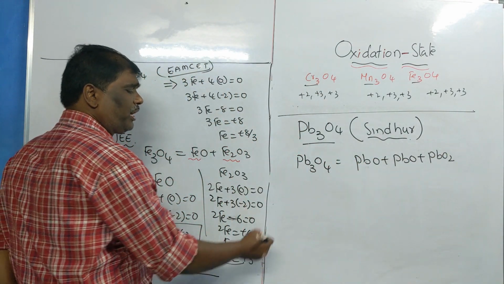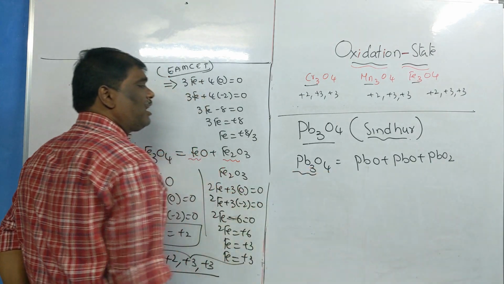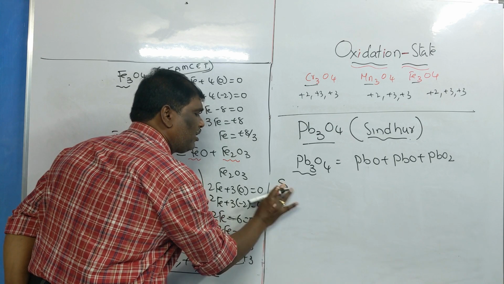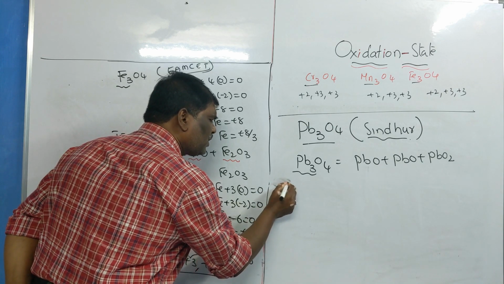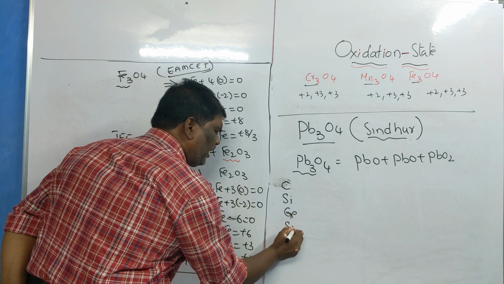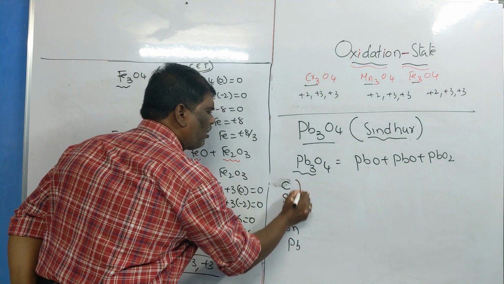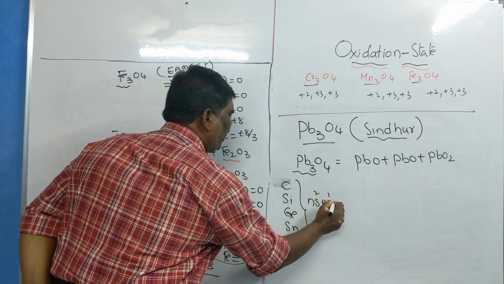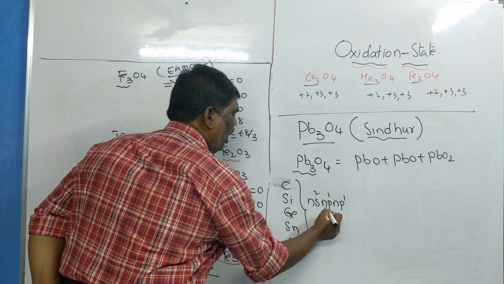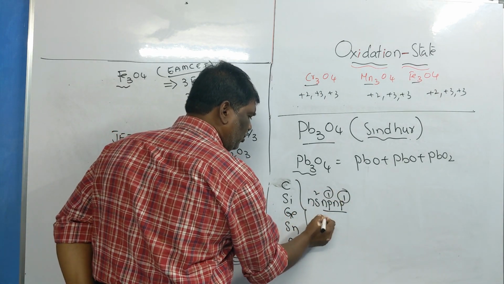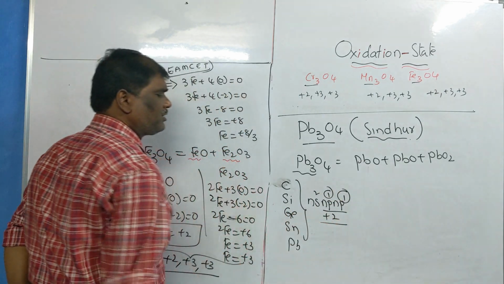Now you recall, lead belongs to which group? Lead belongs to the carbon family: carbon, silicon, germanium, tin and lead. You know, this family's electronic configuration is ns2 np1 np1. How many unpaired electrons are there? 2. So on sharing 2, it will get +2 oxidation state.